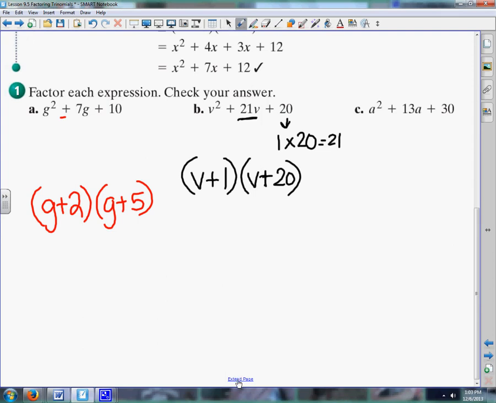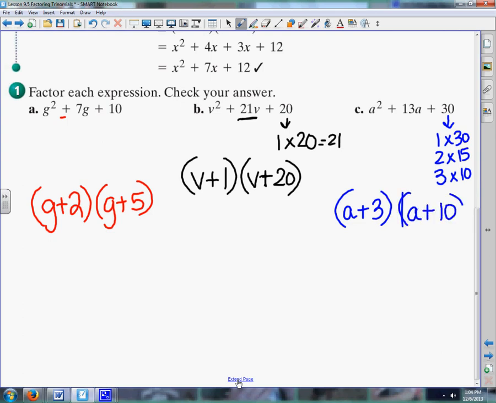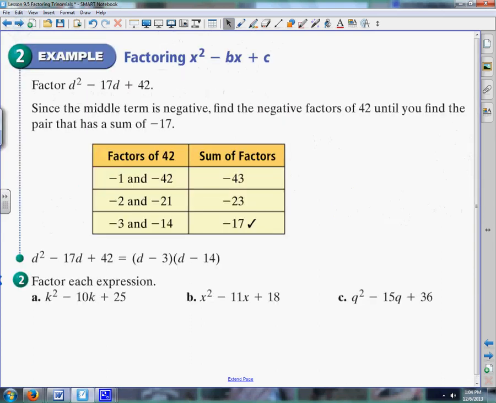And then try the last one. I have 30, and I want to get to 13. So 1 times 30 is not going to work. 2 times 15, that would work, but if I add them together, it's not. I could subtract them, but there's no subtraction sign, so that doesn't work. I have to add. And so then 3 times 10, well, that works because 3 plus 10 is 13. So I have a plus 3 times a plus 10. So it's pretty simple when it's addition.